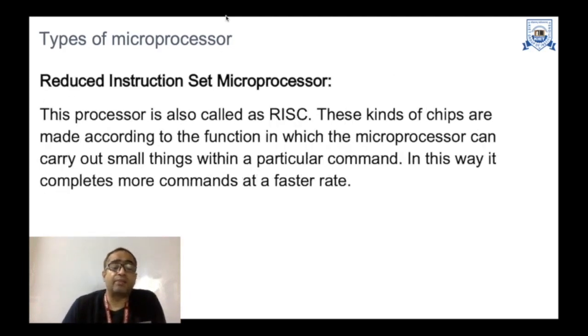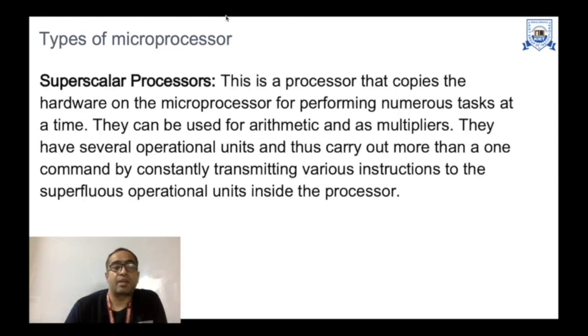The second type of microprocessor is RISC. These are the kind of chips that are basically required to carry out small things within a particular command, and they are far faster than the earlier variant, CISC.